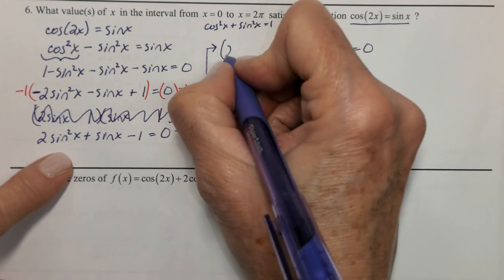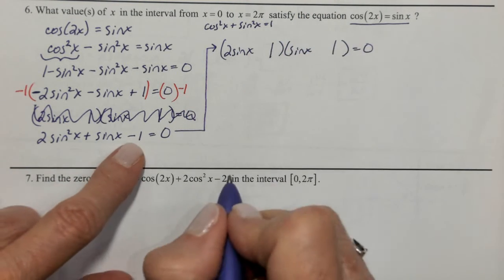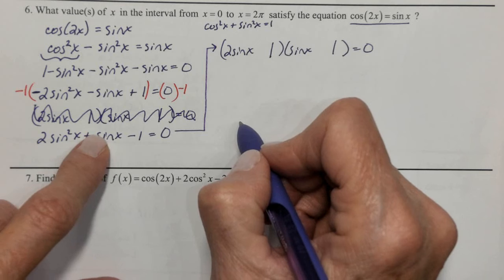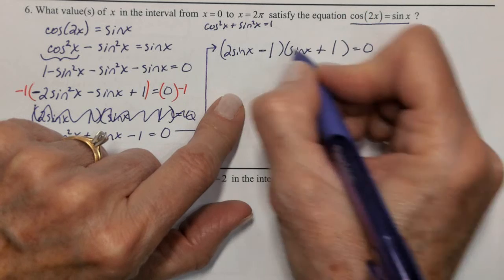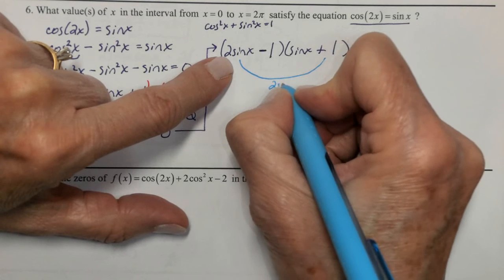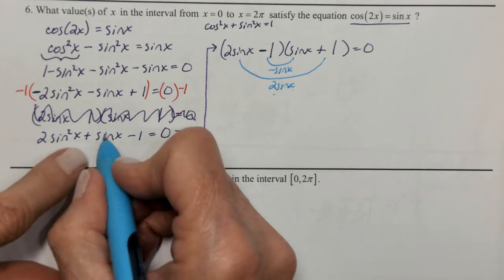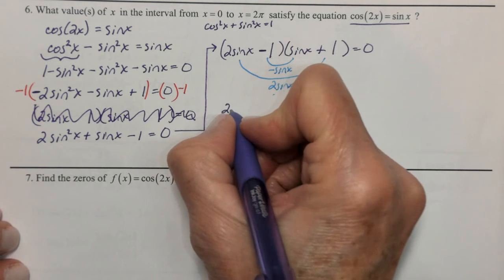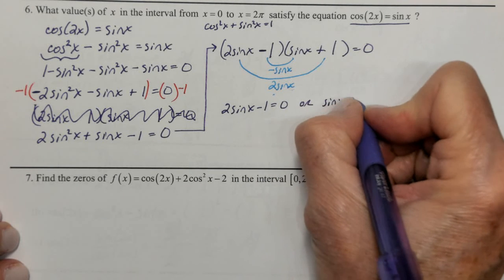And we're going to have 2 sine x times sine x, a 1 and a 1. Since this is a minus, I know I need different signs. I need this to be a plus in between, so I want that 2 to be multiplied by a positive 1. This will be the negative. Do your quick check to make sure that it works out. 2 sine x minus sine x is indeed positive sine x, so that does check out. So we have 2 sine x minus 1 is 0, or sine x plus 1 is 0.